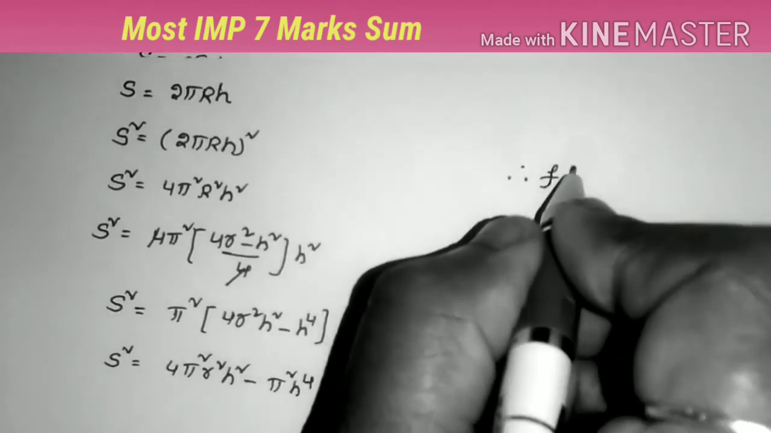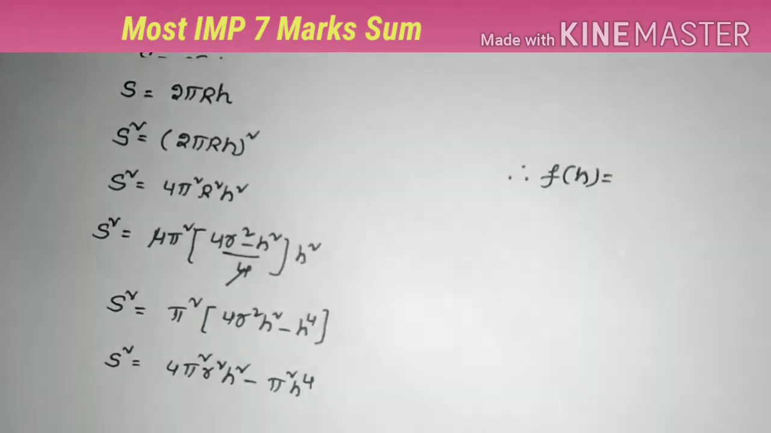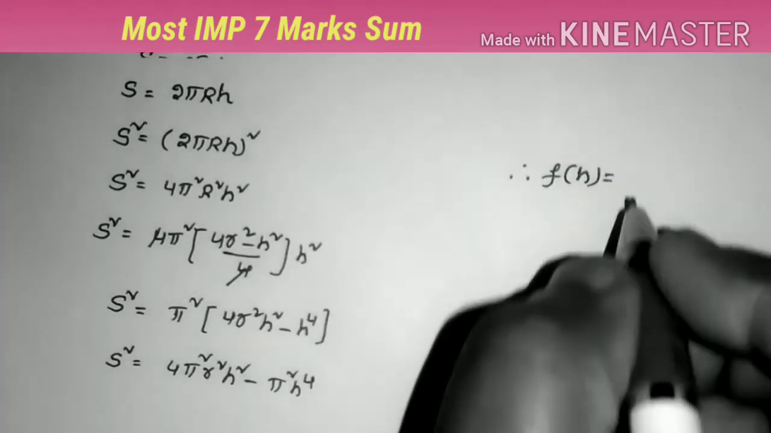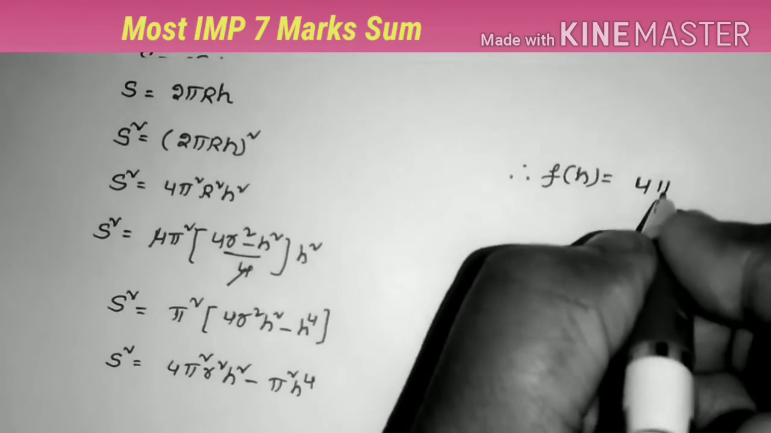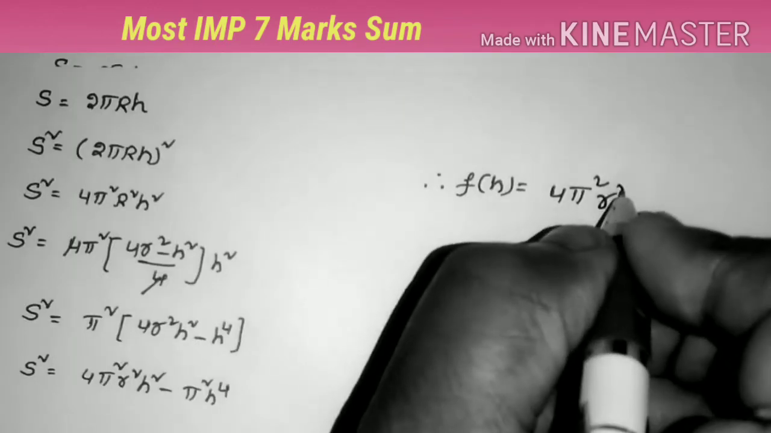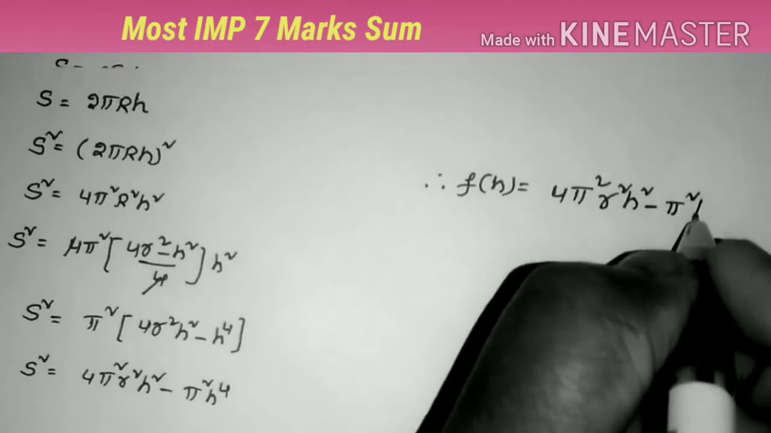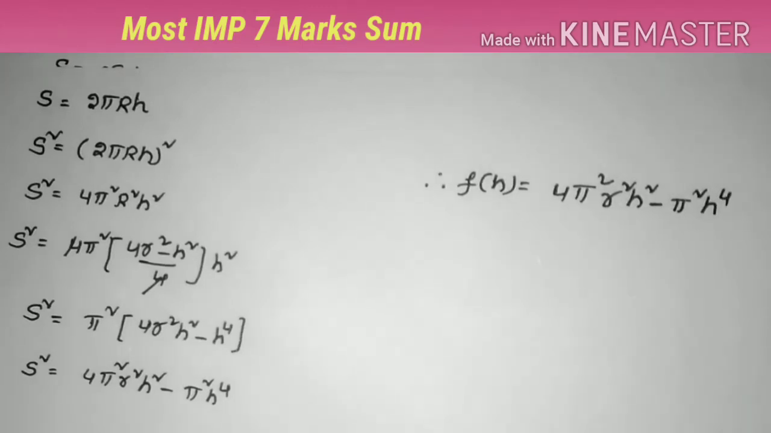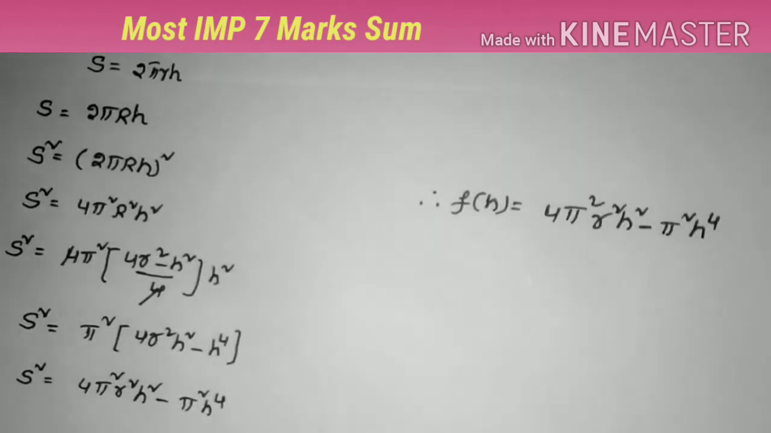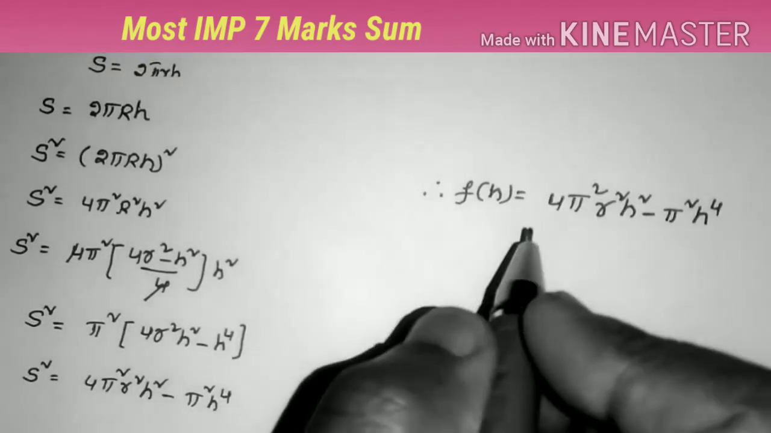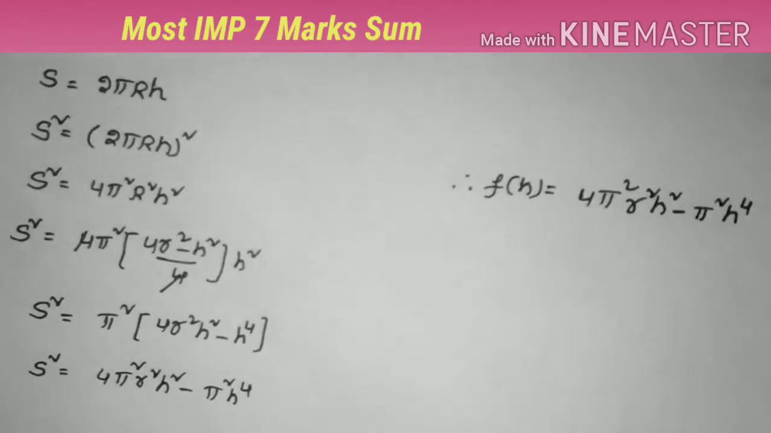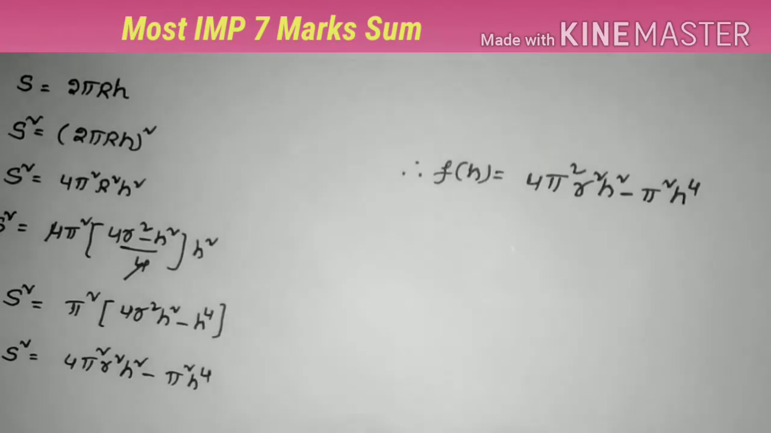So we take that this value is equal to f of h. F of h is equal to 4 pi square r square h square minus pi square into h power 4. So this is the function. Now differentiating with respect to x. To get the maximum or minimum value, what is the procedure?